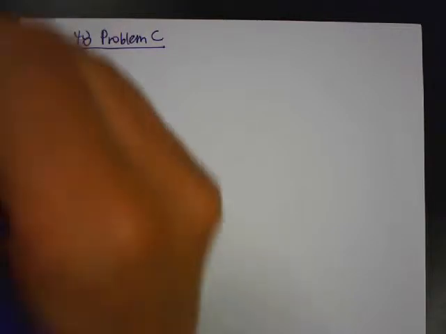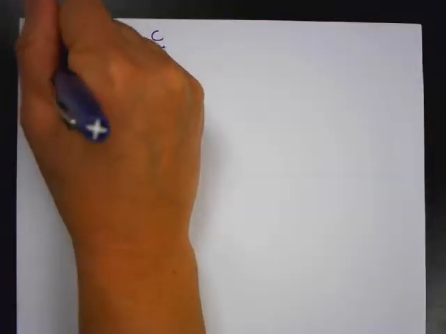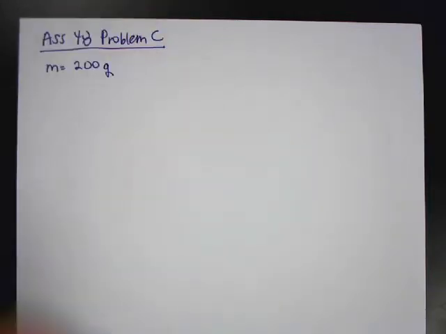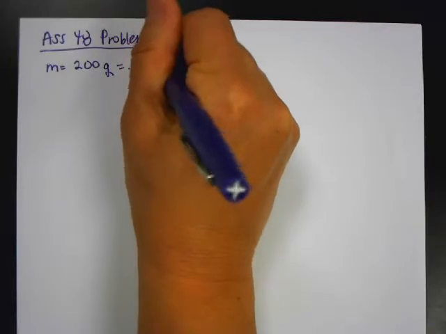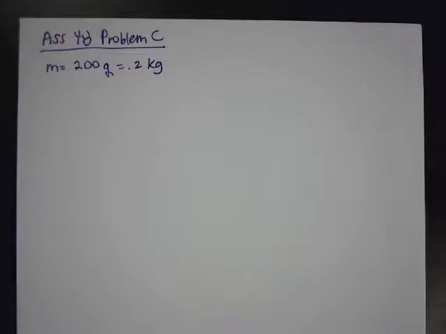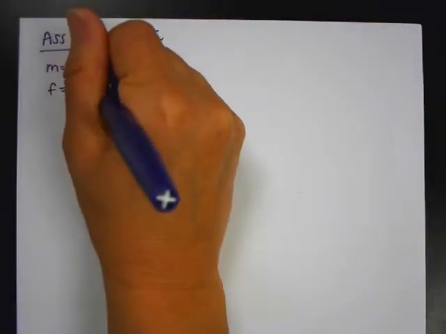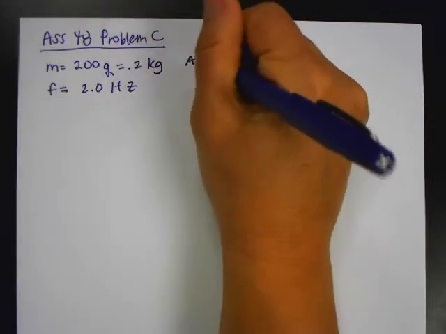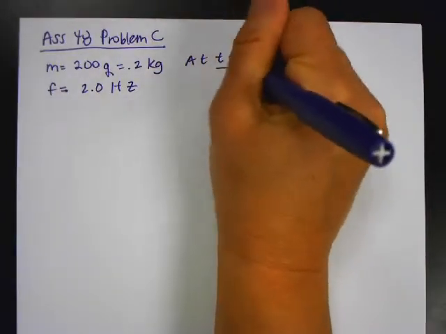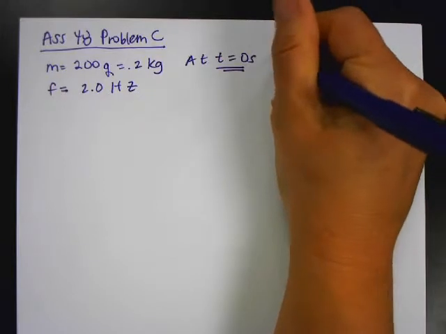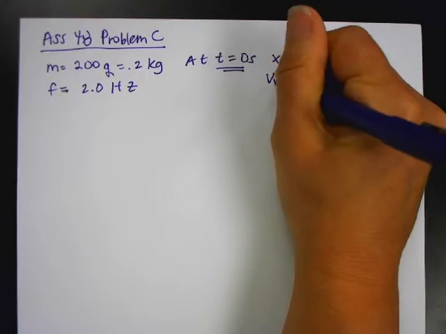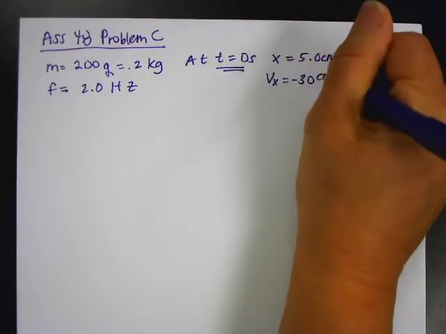So it says a 200-gram mass. What I would always do is convert things to my basic unit. So 200 grams is going to be 0.2 kilograms. It is attached to a horizontal spring, and it oscillates at a frequency. So the frequency is 2 hertz. At t equals 0 seconds, the mass is at x equals 5 centimeters, and v sub x is equal to negative 30 centimeters per second.